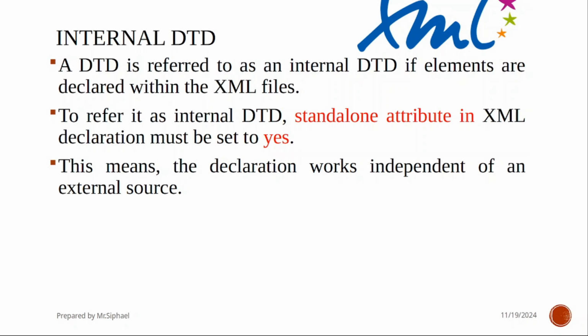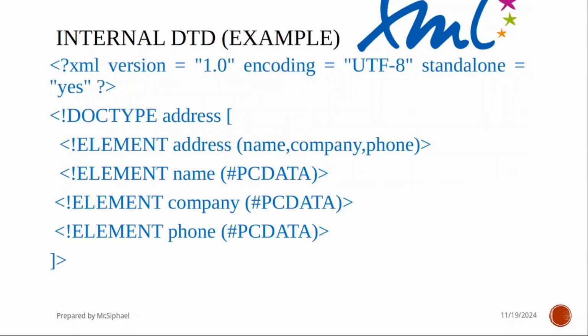To refer to it as an internal DTD, the standalone attribute in the XML declaration must be set to yes, meaning it does not depend on any other documents, if you're using an internal DTD. But if using an external DTD, standalone must be set to no. Okay, so for example, this is an example of an internal DTD.